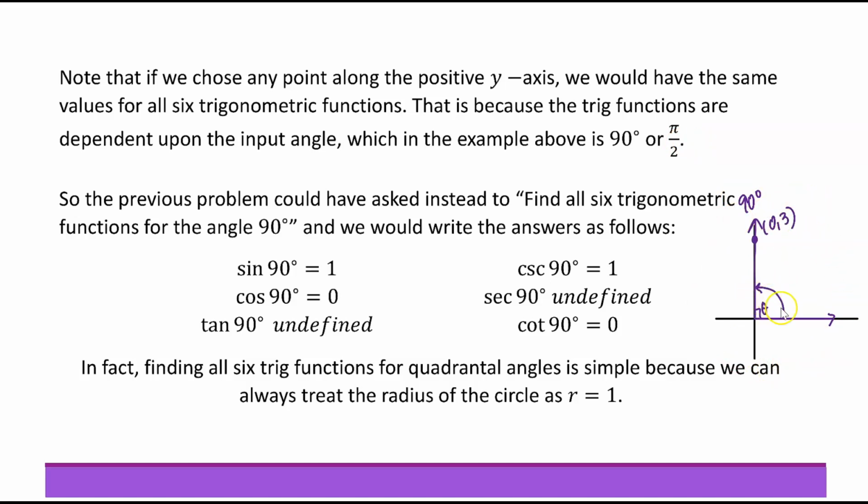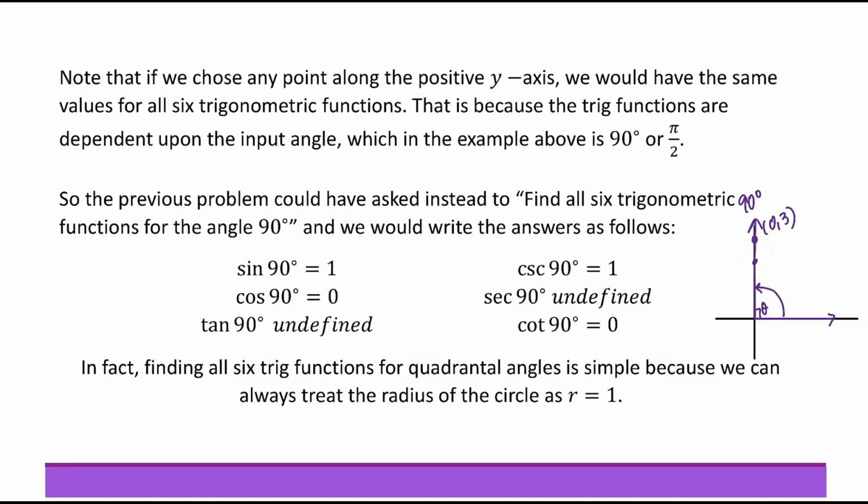So we said that that angle theta happened to be 90 degrees because the point that was given on the terminal side was 0, 3. But I could have been given any point along the positive y-axis and still have gotten the same values for all 6 trig functions: 1, 0, undefined, 1, undefined, 0. It doesn't matter what point I was given.